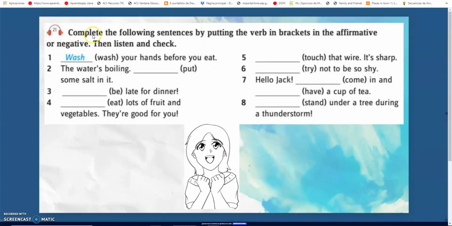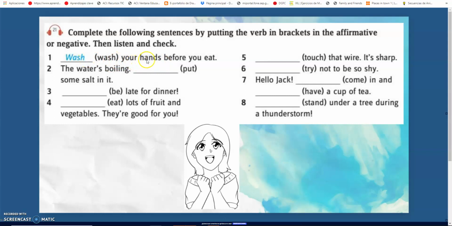And the last one, complete the following sentences by putting the verb in brackets in the affirmative or negative. Then listen and check. We won't be able to listen. I'm sorry because I don't have the audio, but this is a good exercise. The first thing you have to do is to read the sentences and then analyze. Should this sentence be positive or negative? If it's positive, you rewrite the verb in the same form. But if it's negative, you have to add the auxiliary verb don't. For example, number 1, your hands before you eat.